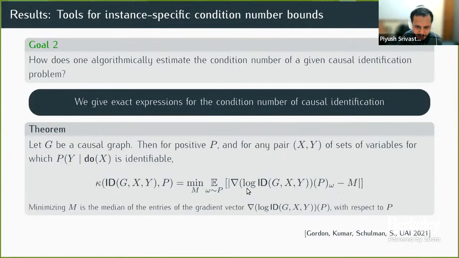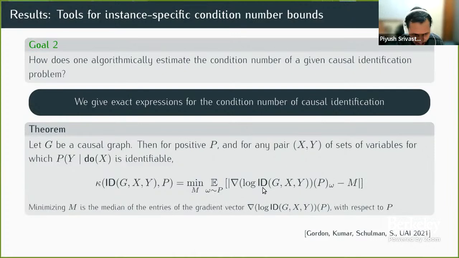So the minimizer here would be the median. So you just look at the median of the entries of the gradient vector. But the median is not just the usual median, but with respect to P. As I said, the entries are indexed by omega. Each omega comes with weight P of omega. And with these weights, you look at the median of the entries of the gradient of sigma, and then take the expectation of the deviation from that.